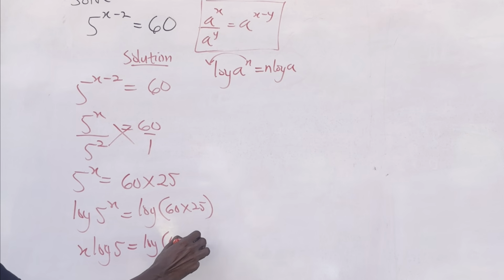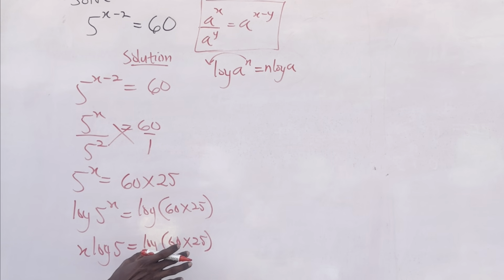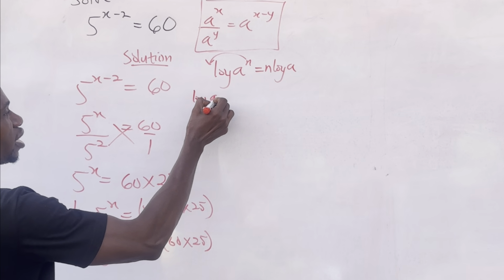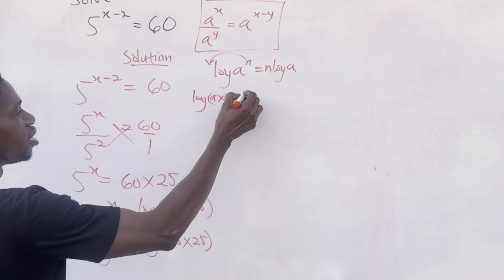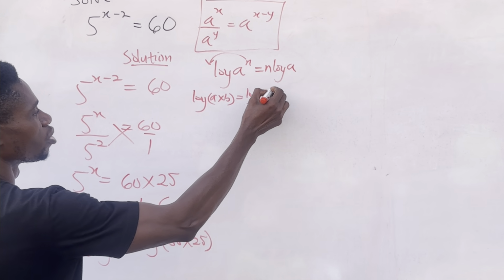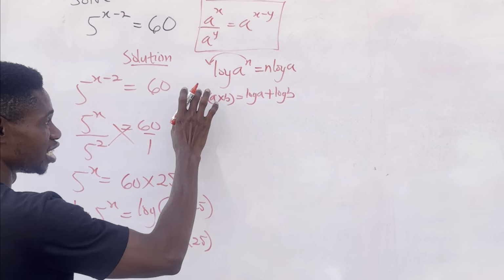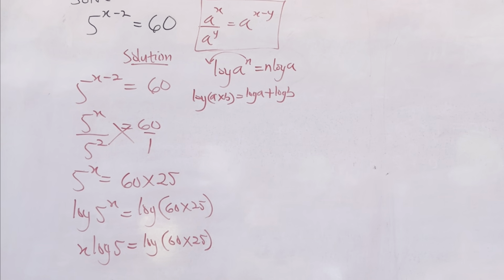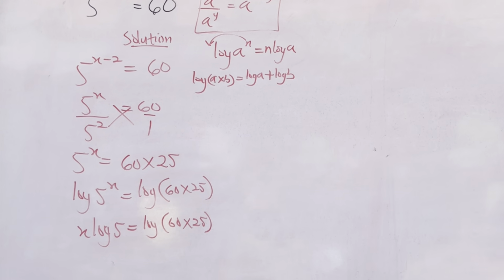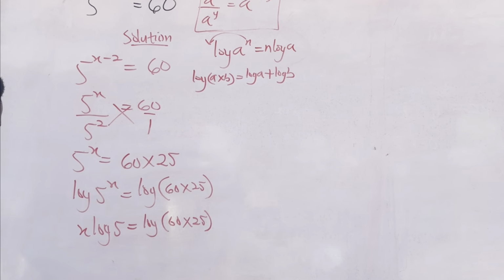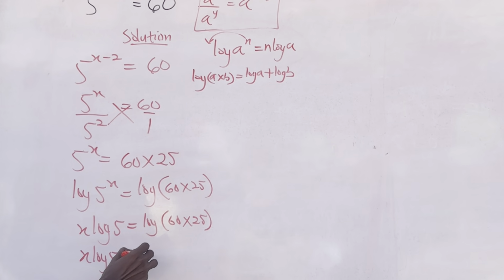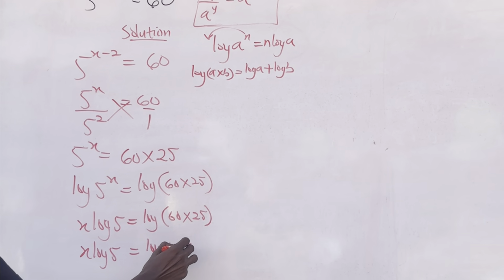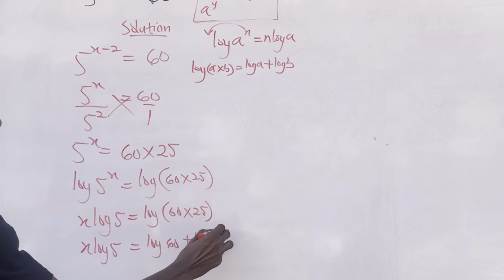60 multiplied by 25. And to resolve this also, remember this law of logarithm that says log a multiplied by b equals log a plus log b. Remember this law also, we're going to apply it here. So let's just apply it. So x log 5 equals log 60 plus log 25.